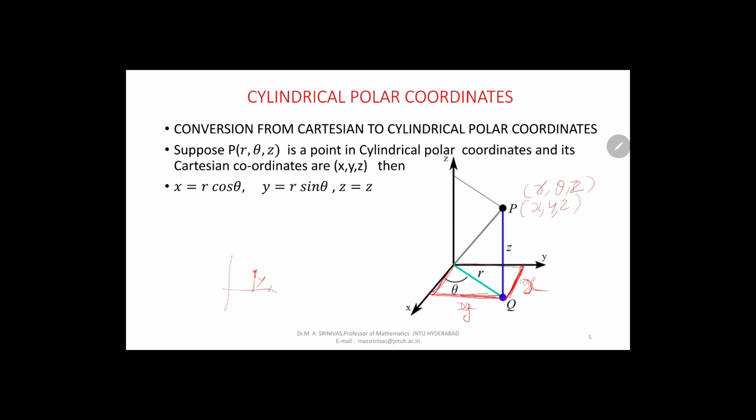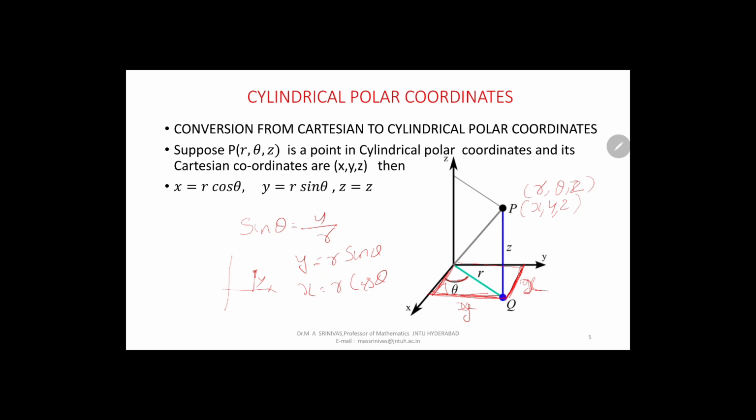Now because this is angle theta, with the right angle here and this the hypotenuse, sine theta is opposite by hypotenuse, therefore sine theta is y by r, or y is r sin theta. And if I take cos theta, adjacent side, that is x by r, so x is r cos theta. So x is r cos theta, y is r sin theta, z is equal to z.